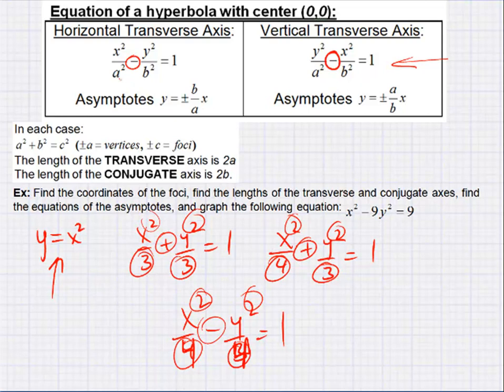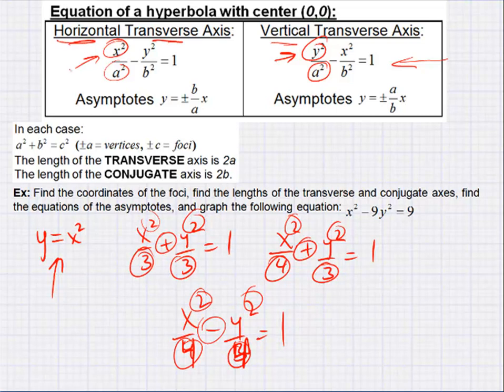Now, the idea is, okay, well then how do I know where to put A and what kind of hyperbola I have if I'm not really looking for the bigger number like I was with an ellipse? Well, it all depends on the order of the subtraction. A is always in the first part of the subtraction, and whether the x is in the first part or the y is in the first part of the subtraction tells you what kind of transverse axis you have.